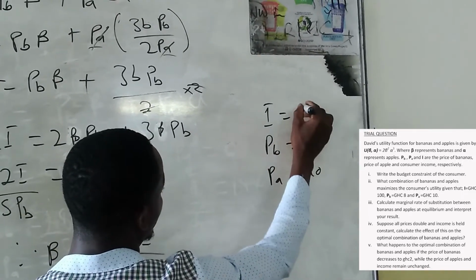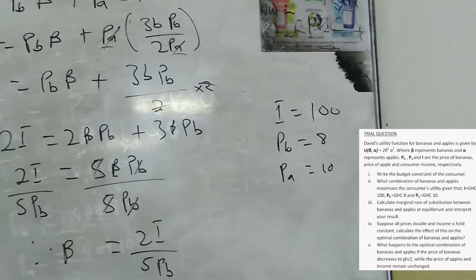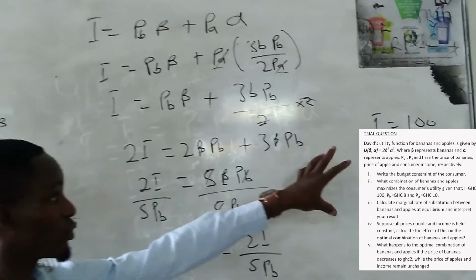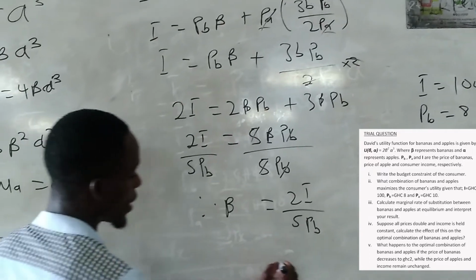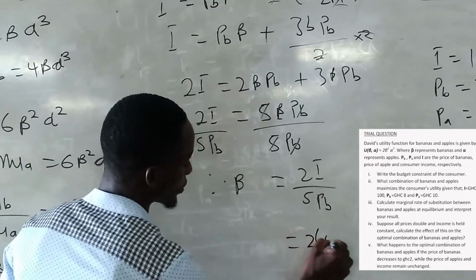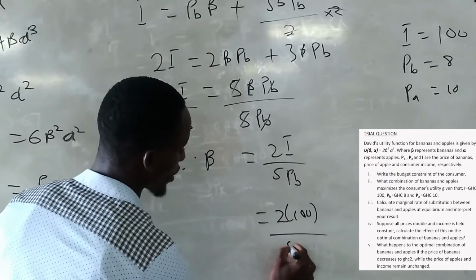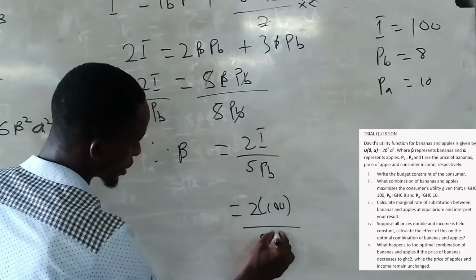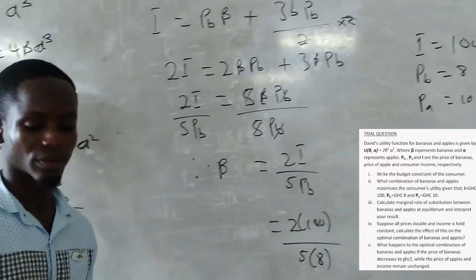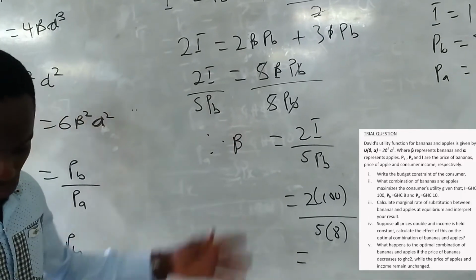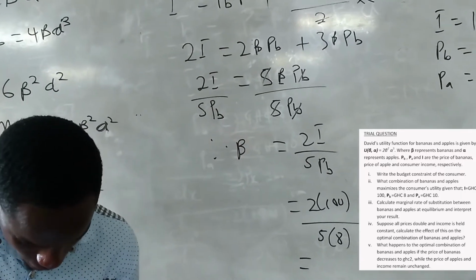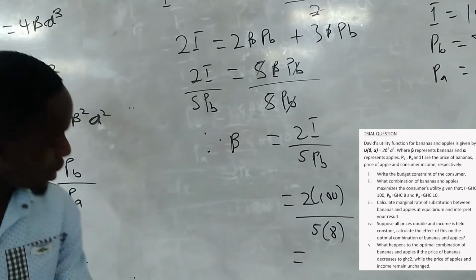Okay, I want to find the demand function for beta. So what do I do? I divide by 5 price of beta, 5 price of beta. This will cancel, and we have our beta here as equal to 2 income all over 5 price of beta. And ladies and gentlemen, this is our demand function for beta.